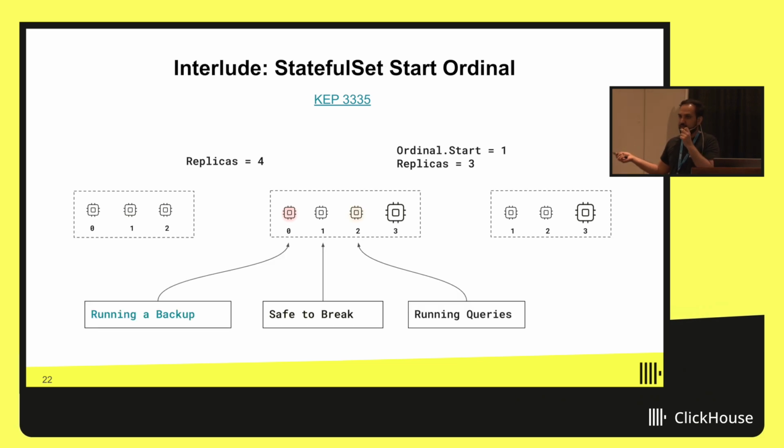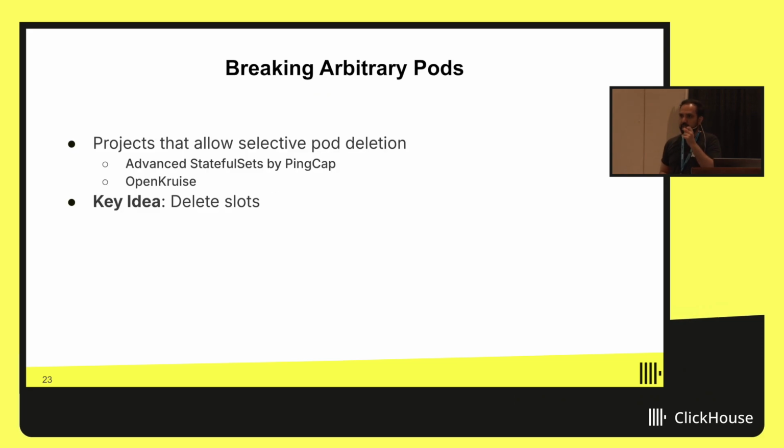Maybe replica 2 is running a query, you don't want to break it. You only want to break replica 1, which is currently not doing too much, it's not that busy, it's something that's eligible to be broken. But you can't do that because with the start ordinal you can only break replica 0. So it's only going to shift sequentially from left to right. So it's not flexible enough. The problem is we want to break arbitrary pods, and that's not available to you.